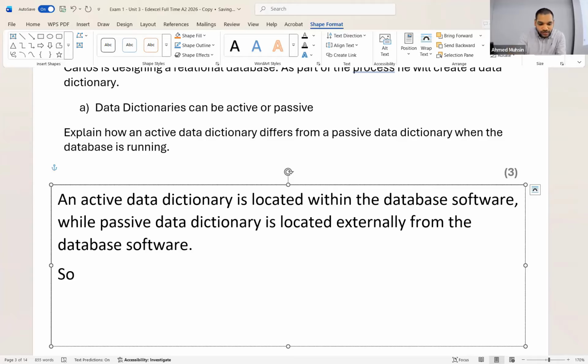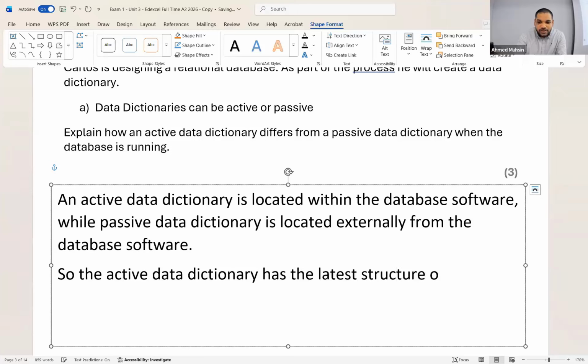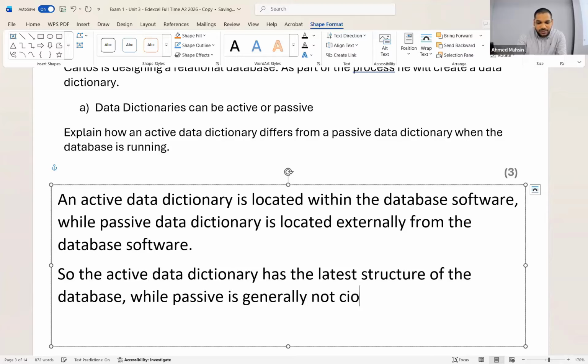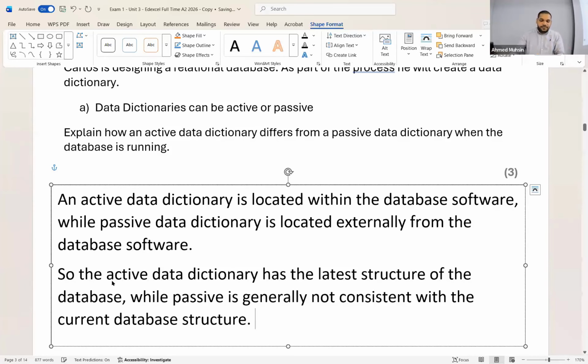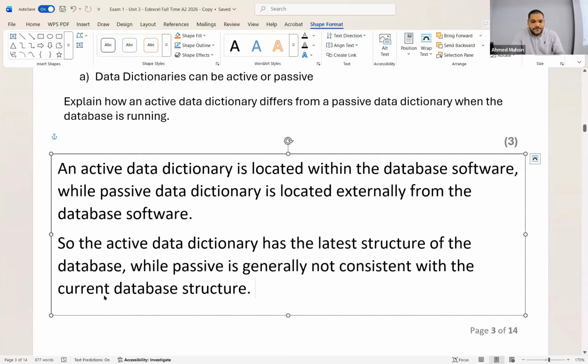Okay. So the active data dictionary has the latest structure of the database, while passive is generally not consistent with the current database structure. Are we all okay with this? Now I'm going to show you all the differences, and I'm going to show you all how those differences matter when the database is running.